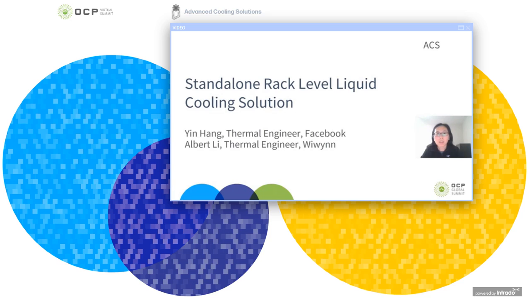Today, Albert and I will talk about the standalone rack-level liquid cooling solution design. As a first portion, I will cover the thermal architecture design, and Albert will talk about the detailed design, and also walk you through some preliminary testing data.